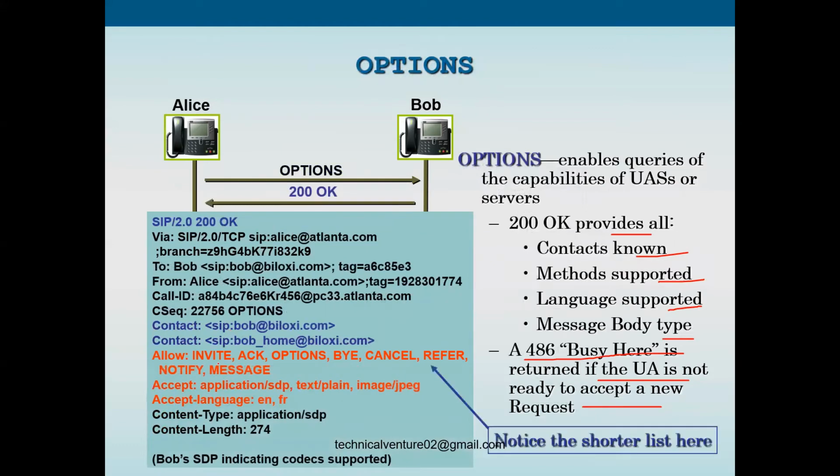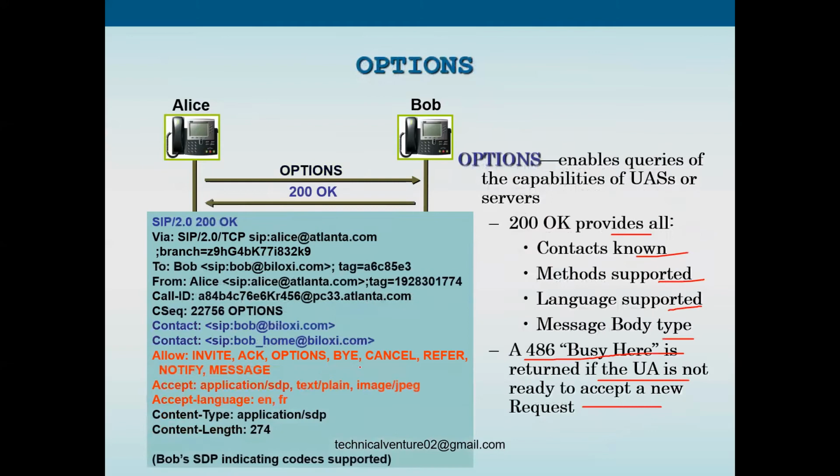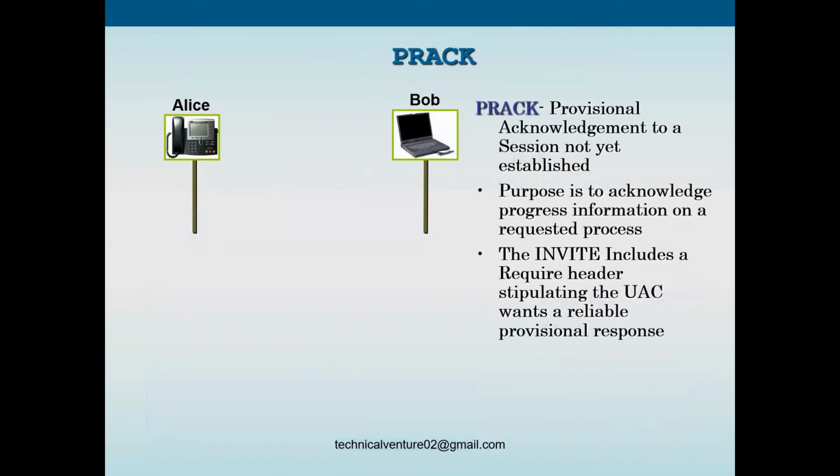Now you can see earlier we had SUBSCRIBE, UPDATE and other messages, and these messages are not there in this 200 OK. It is showing the Allow header with only INVITE, ACK, OPTIONS, BYE, CANCEL, REFER, NOTIFY, and MESSAGE. So you can notice the shorter list here. It is just saying, I have these things only.